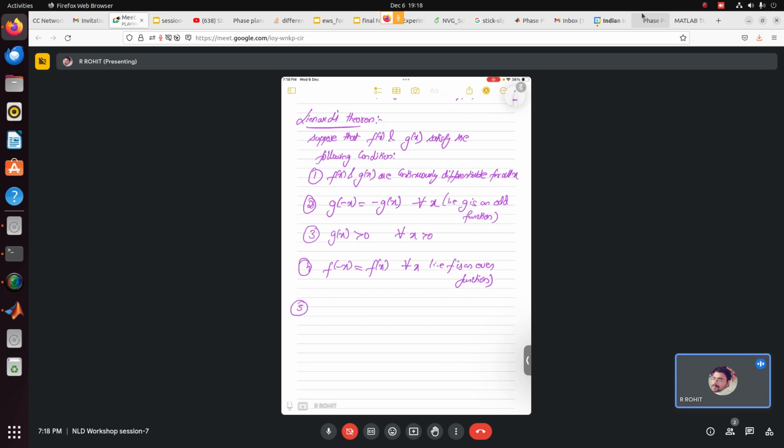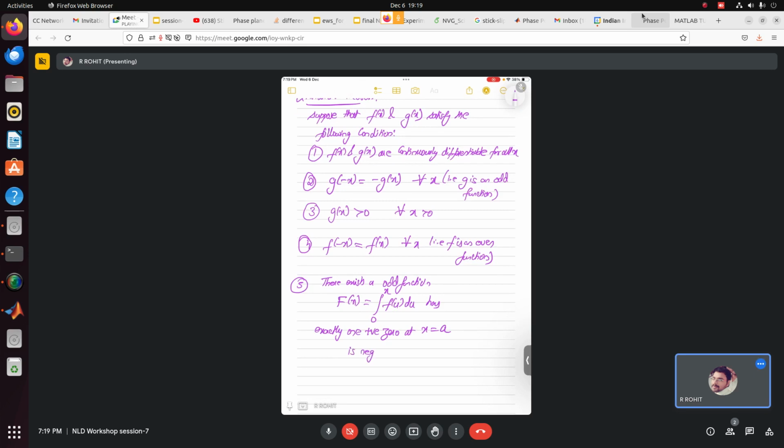And the fifth condition which needs to be satisfied is that there exists an odd function capital F of x, the integral from 0 to x of small f of u du, such that it has exactly one positive zero, and it should be confirmed that it will not have any other positive zeros. It has one positive zero at x equal to some value a, and is negative for 0 less than x less than a, and is positive and non-decreasing for x greater than a.